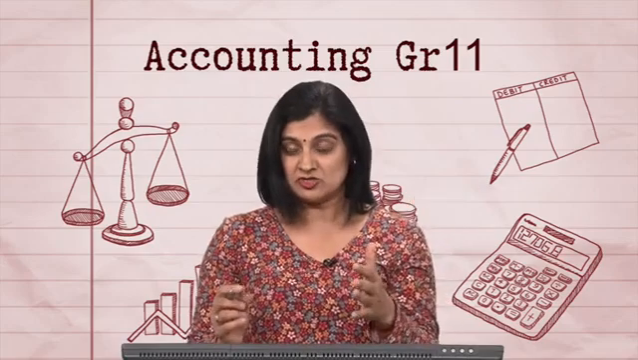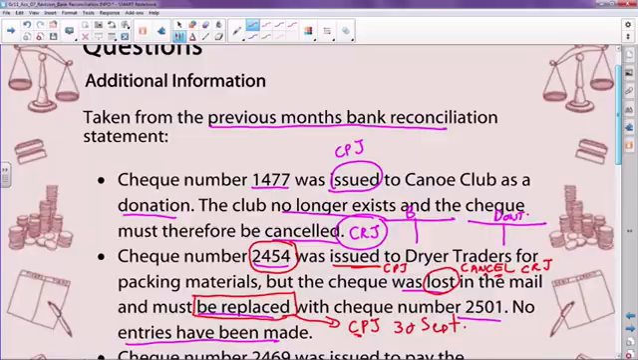Remember, a cashed check is when Gr11 Traders takes the check to the bank and cashes it. That's definitely not going to happen on the 30th of September. So we're going to make an entry in the CPJ, but we will also show this check as an outstanding check for this month's bank reconciliation statement. I want you guys to remember this.